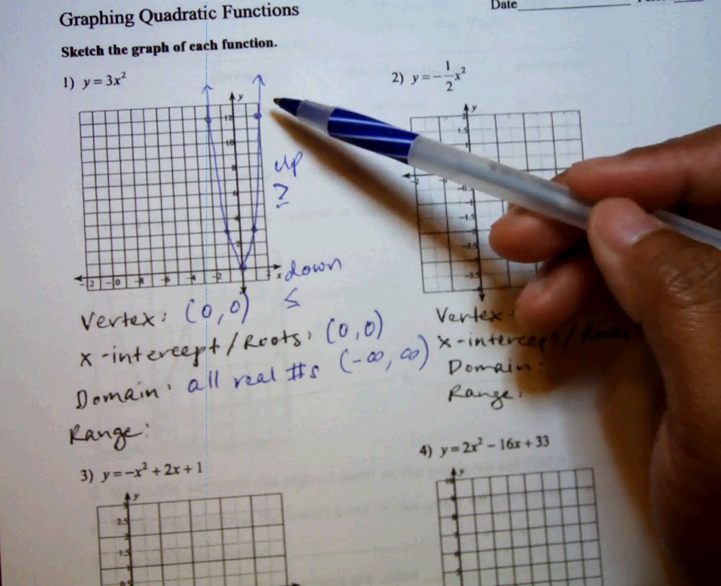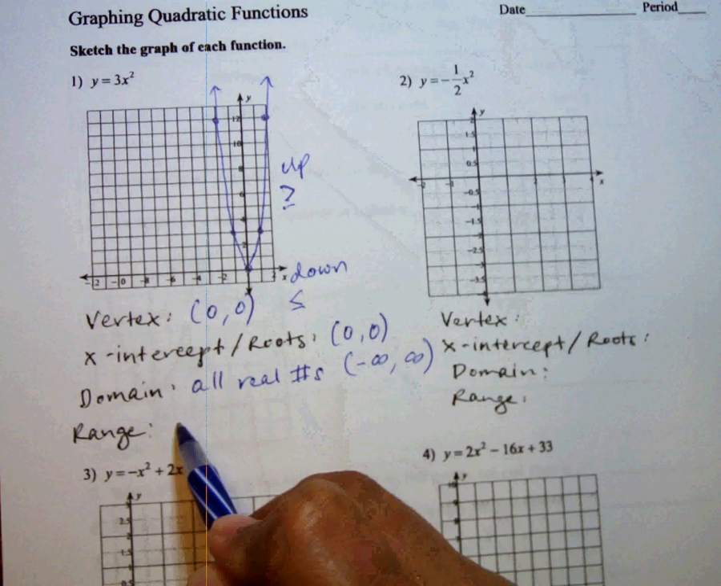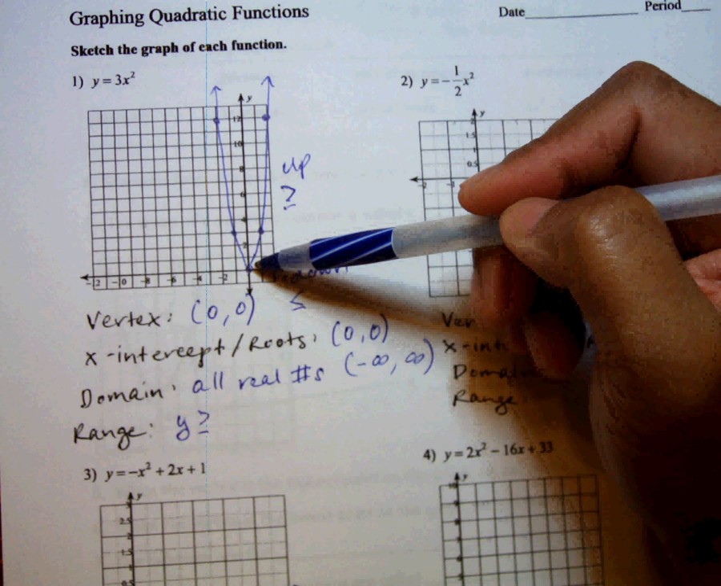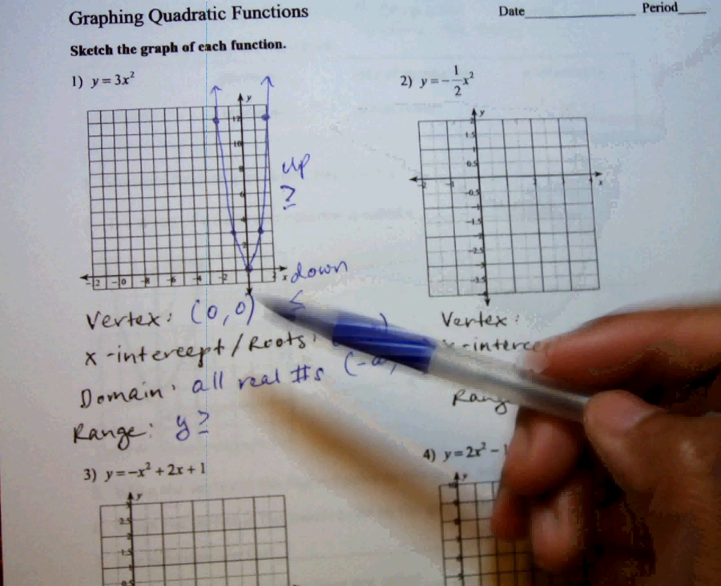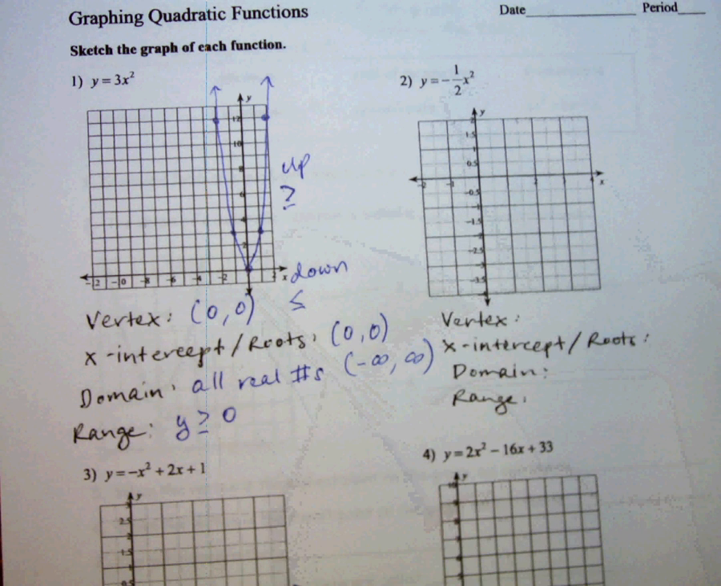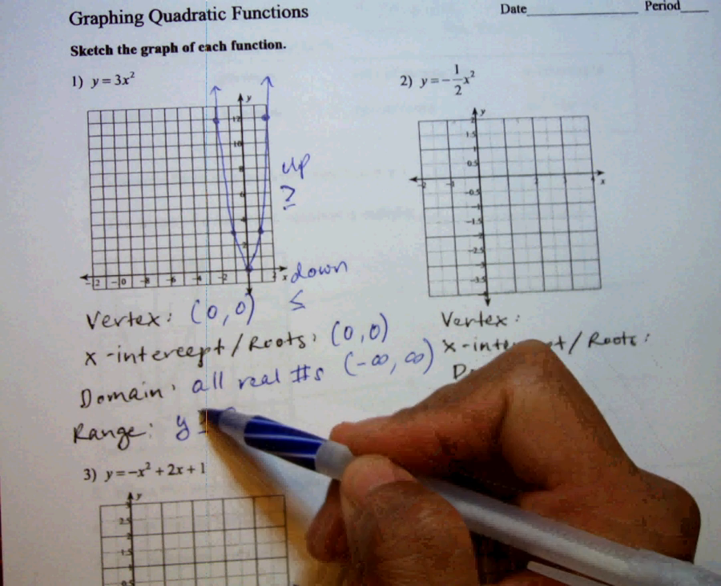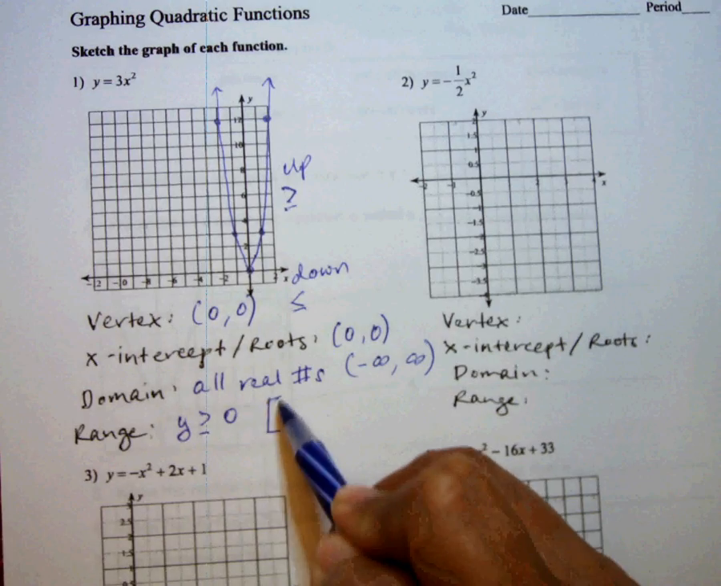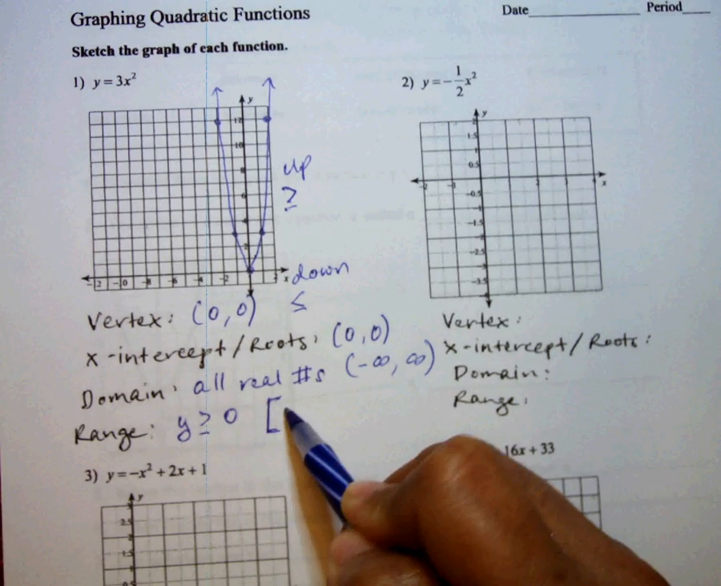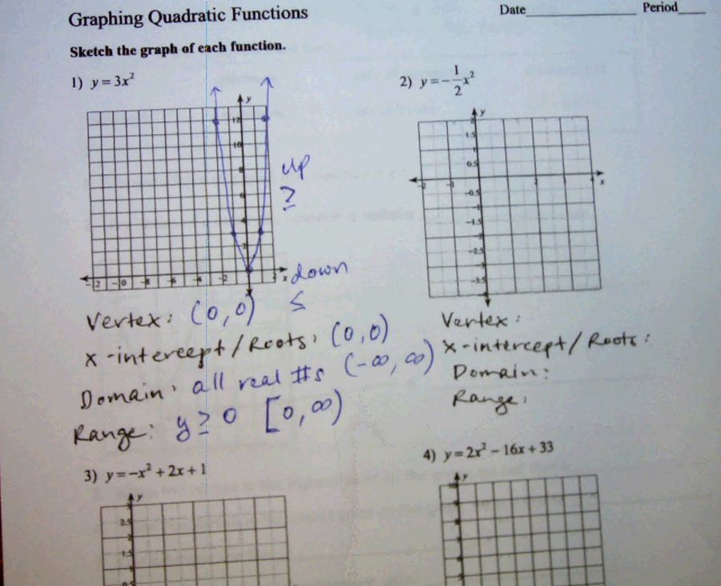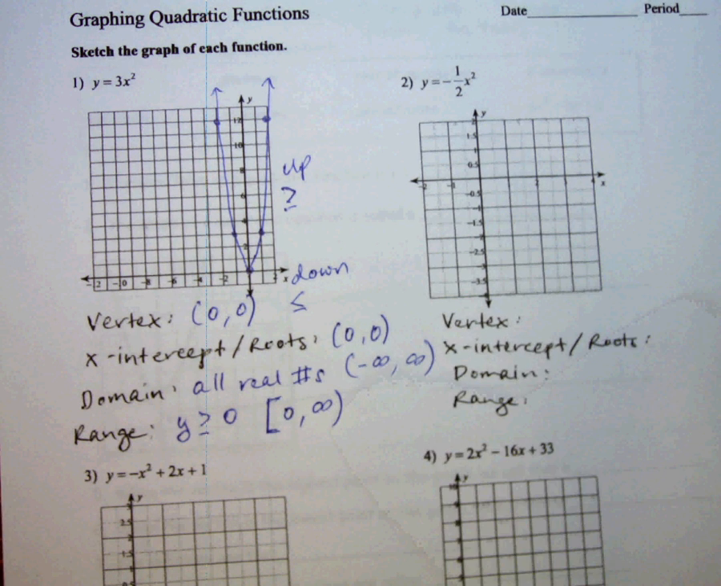So since this is opening up, we're going to say that the range is y has to be greater than or equal to whatever the lowest point of this graph is, and that's at 0. So y has to be greater than or equal to 0. If you write this in notation, it's going to be a bracket because we're including 0, to positive infinity, and we're going to put in the parentheses. Parentheses means it does not stop, it just keeps on going forever.